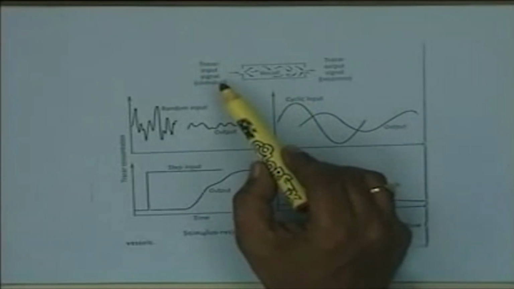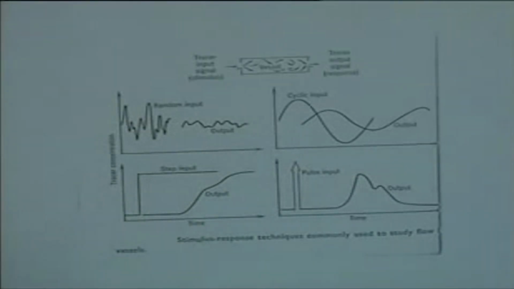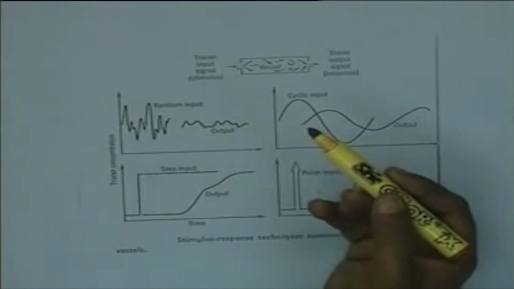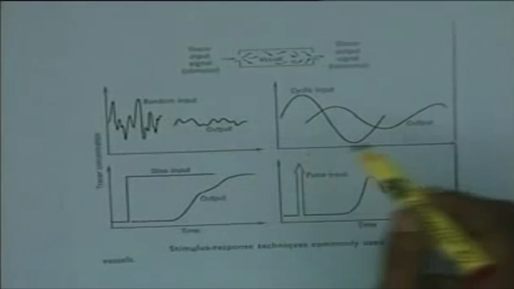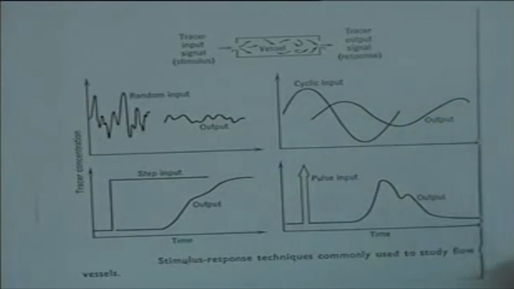If you look at a variety of types of tracer inputs that are inserted into a vessel, let us say consider this is a vessel, we put in a tracer input signal, or what we call a stimulus. Now it can be a random input. In any fashion you just allow some quantity of tracer to be inserted randomly, and you notice an output which will also obviously be random depending on the flow profile. Then it can be a cyclic input in the form of a waveform, and then the output will also be some type of cyclic output.